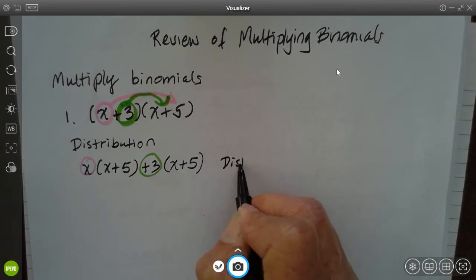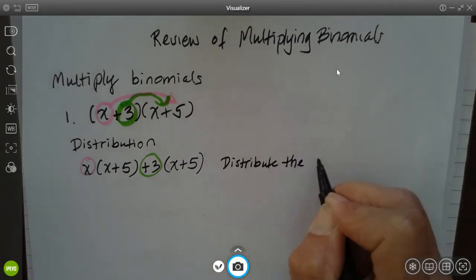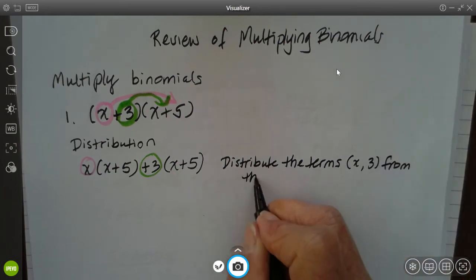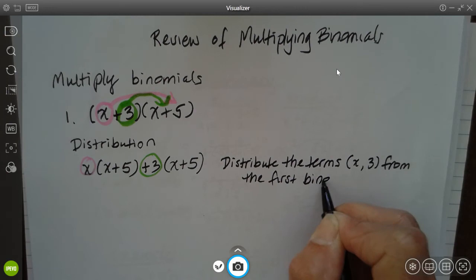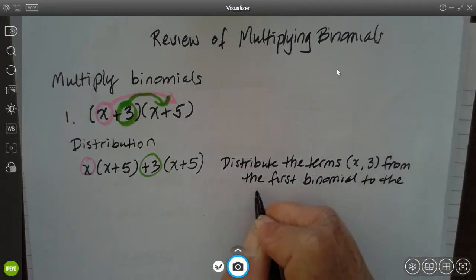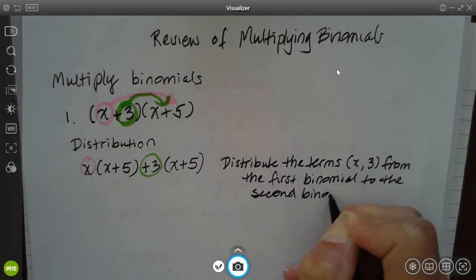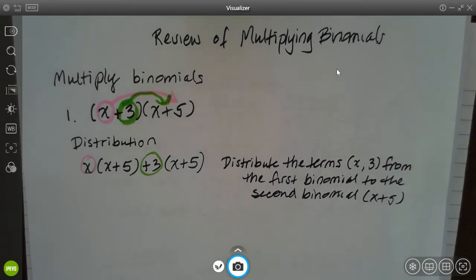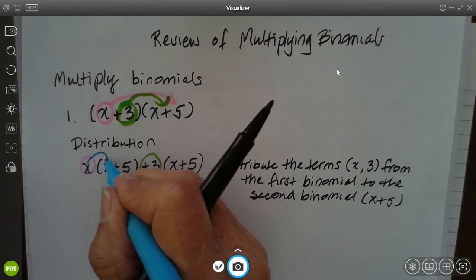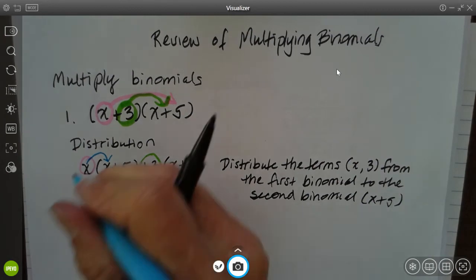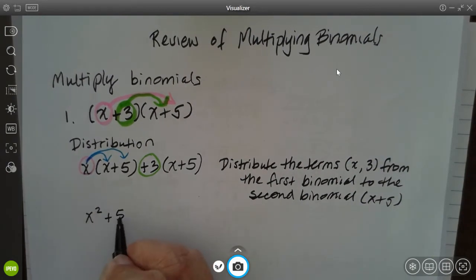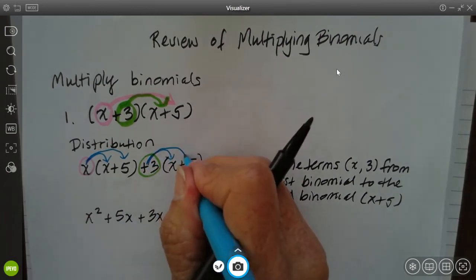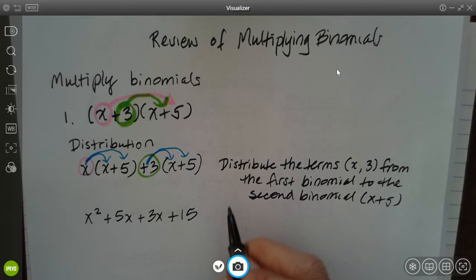So now we've set it up to where we did our first step of multiplying binomials. What we did was we distributed the terms, and these terms were x and a 3, from the first binomial to the second binomial, which was x plus 5. Now we're going to distribute each one of these. X times x is x to the second power. X times 5 is a positive 5x. Then 3 times x is a plus 3x. And 3 times 5 is a plus 15. So then you did a second distribution.